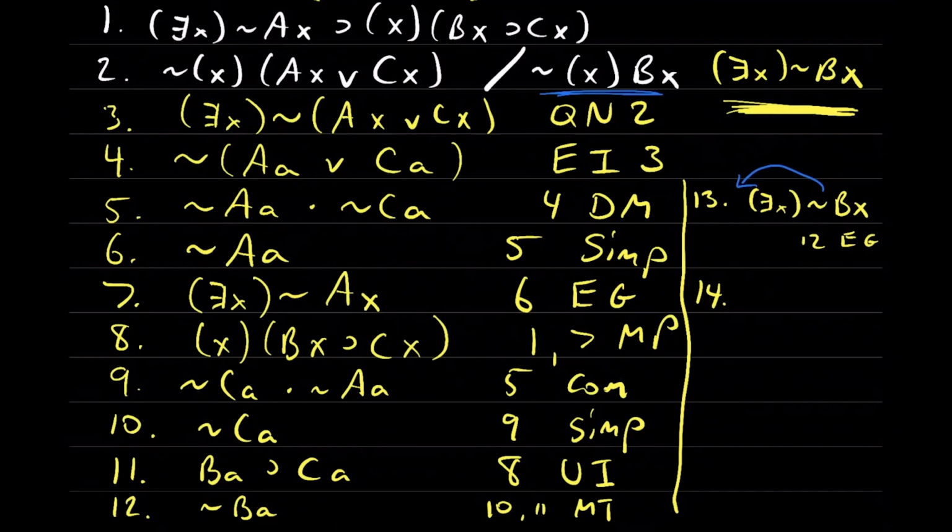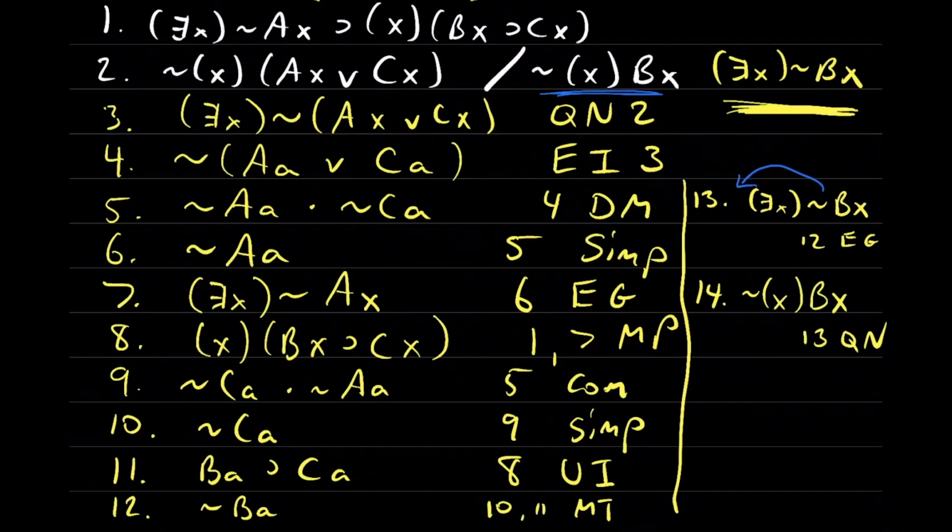So let's do that. That's going to give us, it's not the case that for all x, the rest of the statement will be exactly the same, bx, and that is the conclusion line. And that's going to follow from line 13 by quantifier negation, and we're done. Very simple proof.